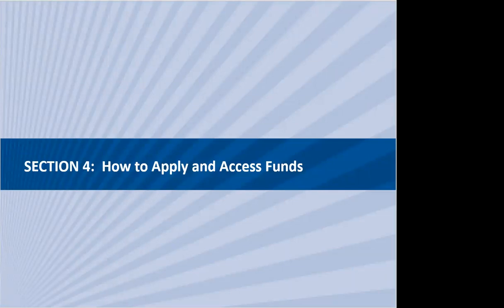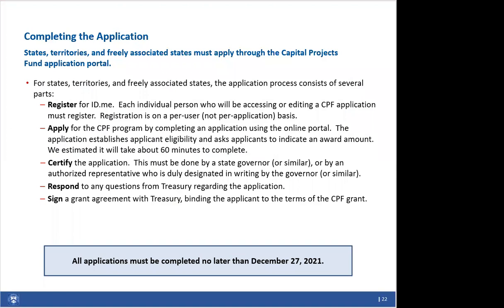As mentioned, I'm going to walk you through the application process for states, territories, and freely associated states. So first, let's talk about the application in general. All applications have to be completed by no later than December 27th, 2021. And there's a few additional steps that you need to take after you apply before you can access funds, and those have a later due date. We'll talk a little bit more about that later, but the application step must be done by December 27th.